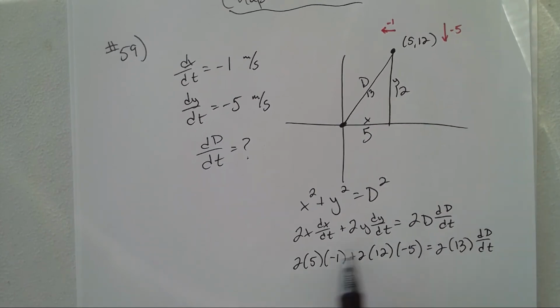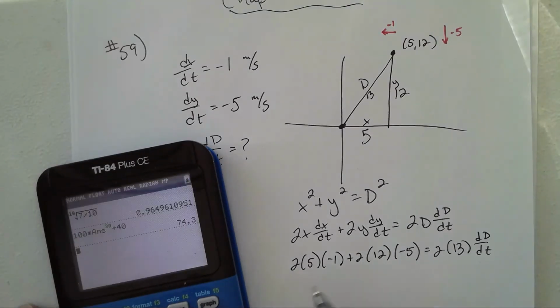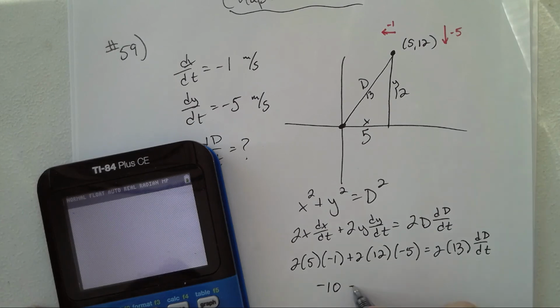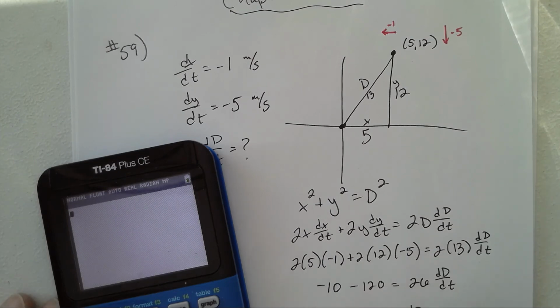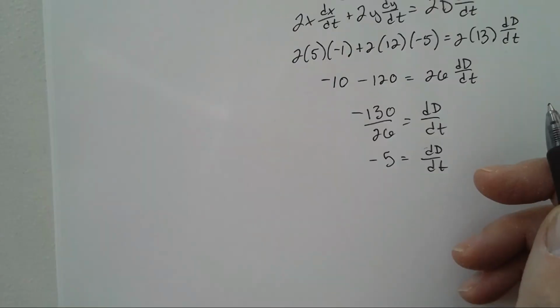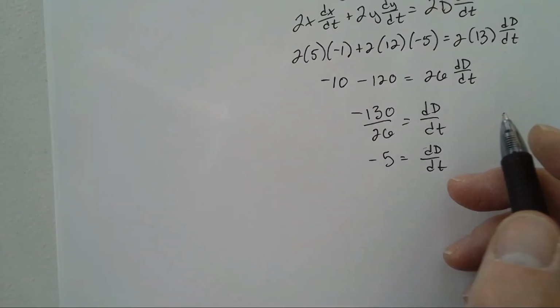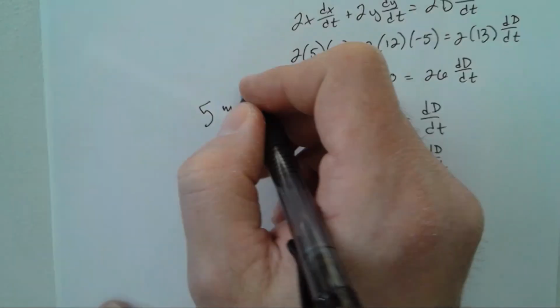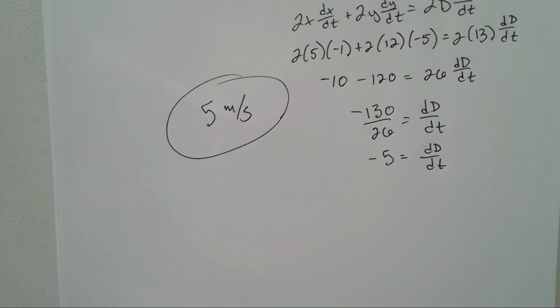I guess I'll finish the problem. So -10, well, minus 120 equals 26. So -130 over 26 would be my answer, whatever that turns out to be. Oh, 5. Okay, so I would guess that the book would say 5 is the answer, not -5. It'd be 5 meters per second because of the way it's phrased. It says how fast is it approaching the origin. It's approaching it at 5 meters per second.